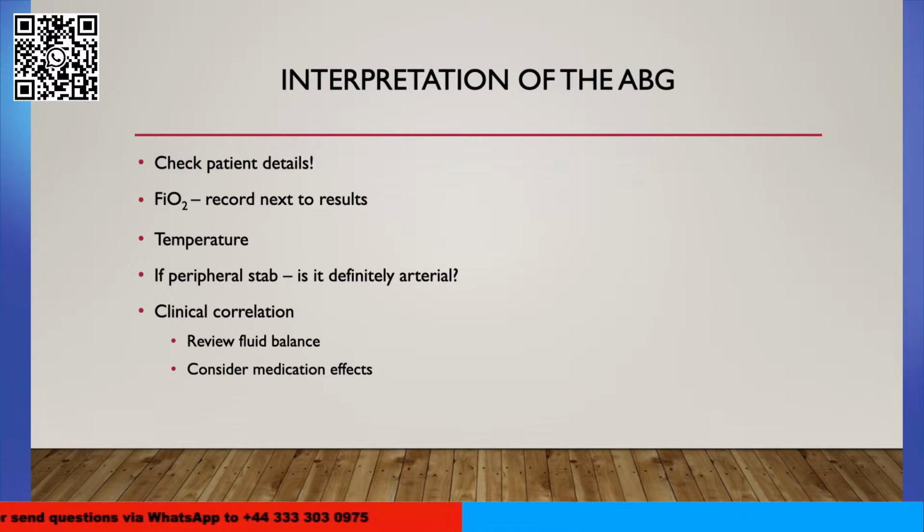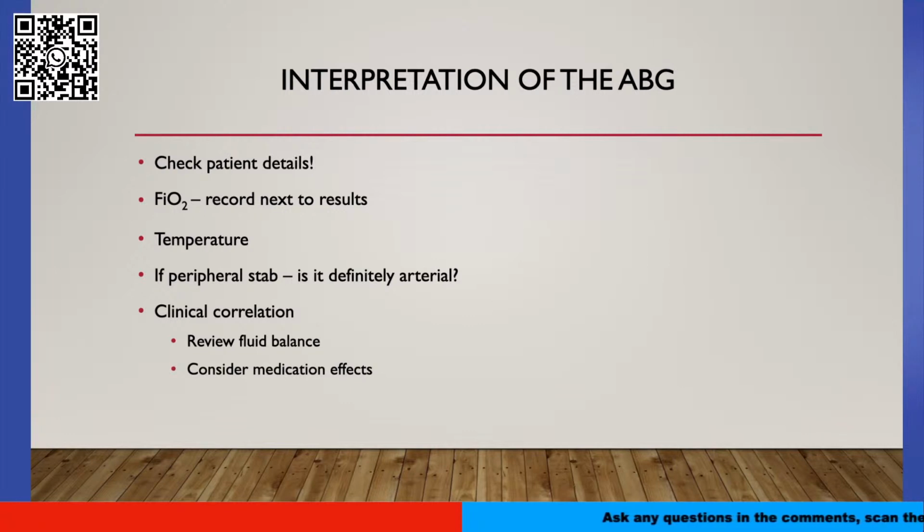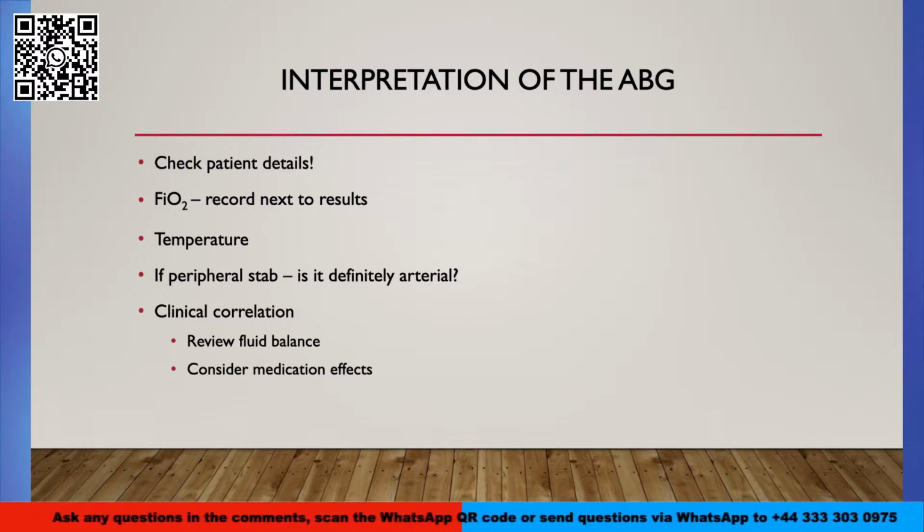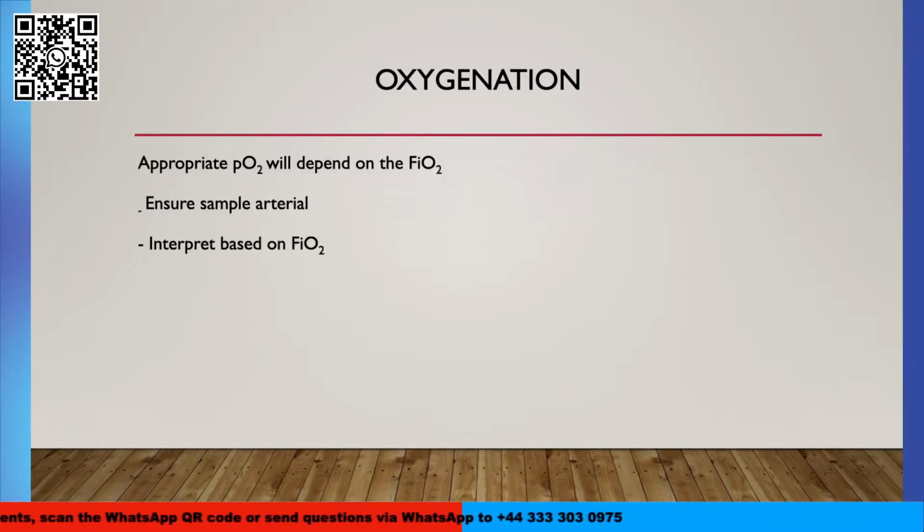If you're doing a peripheral stab, particularly in an arrest situation or a peri-arrest situation, be sure that you've definitely got an arterial sample. If the results really don't match what you're expecting, you might want to repeat the sample. And then it's really important to make sure you're always correlating your result with the clinical picture. So think about the patient, their fluid balance, and any medications that they're on that could be impacting upon it.